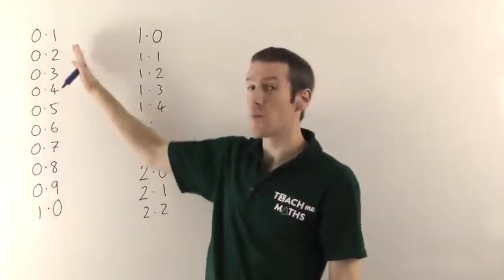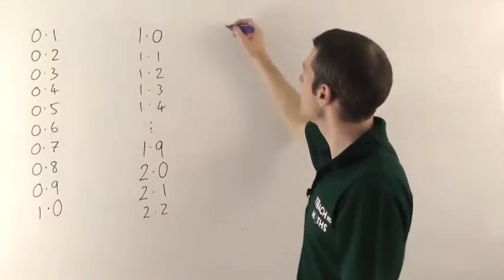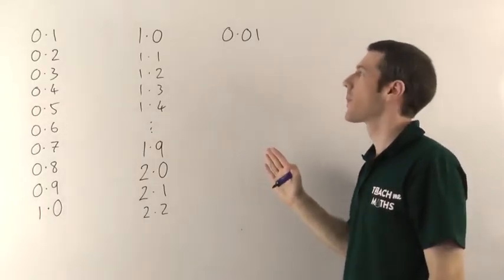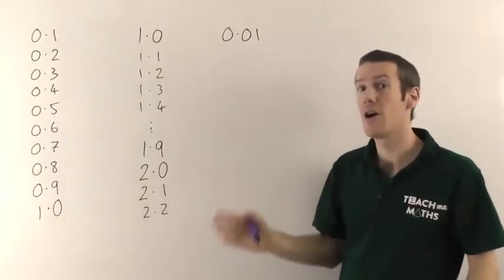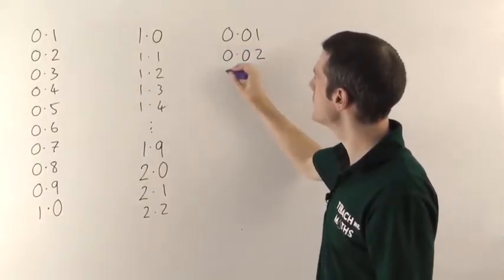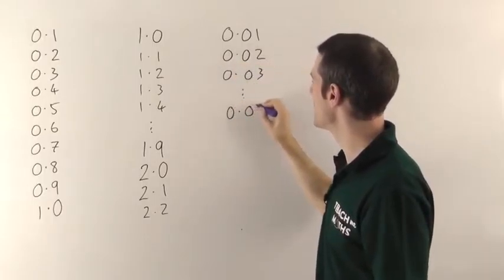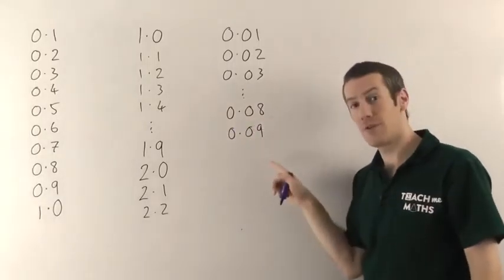Now that was adding 0.1 each time. I'd like to do something slightly more difficult now, which is starting with 0.01. So instead of a tenth, adding a tenth each time, we're going to be adding a hundredth each time. So it's 0.01, 0.02, 0.03, etc. 0.08, 0.09, and then the 9 rolls over to a 0.